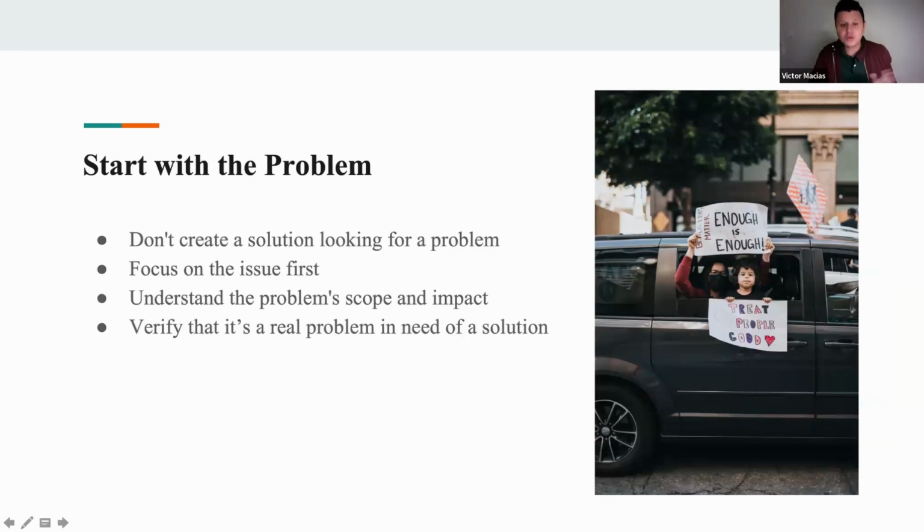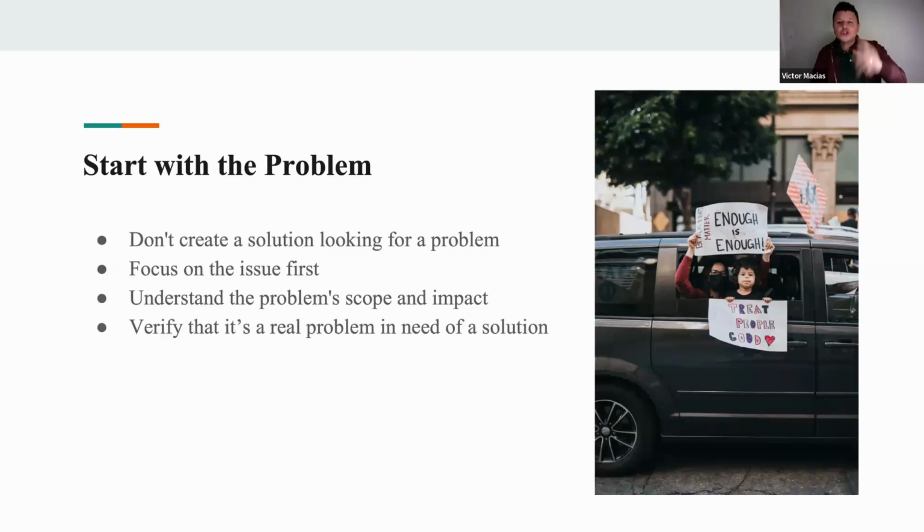So first, we start with the problem. Don't create a solution looking for a problem. I can't tell you how many times I've done it and I see it happen, right? We're spending hours and our savings on this idea, this product that's going to be perfect, right? We obsess over the logo, we obsess over all of these features, and then we launch it and we realize nobody wants what we have to sell.